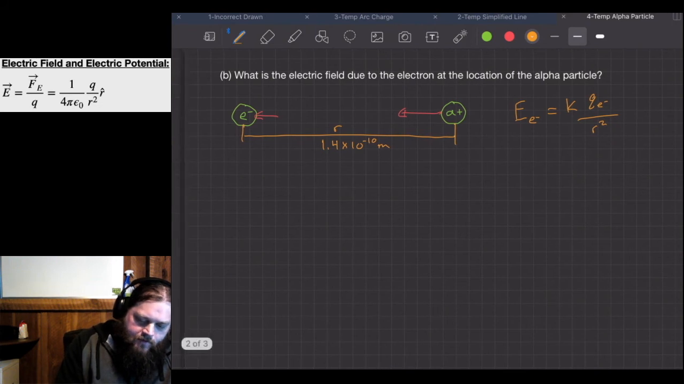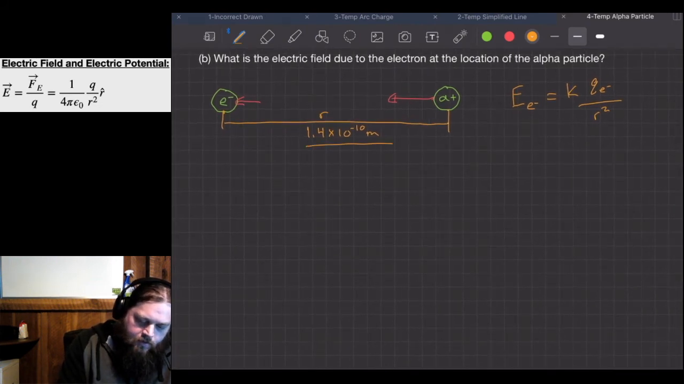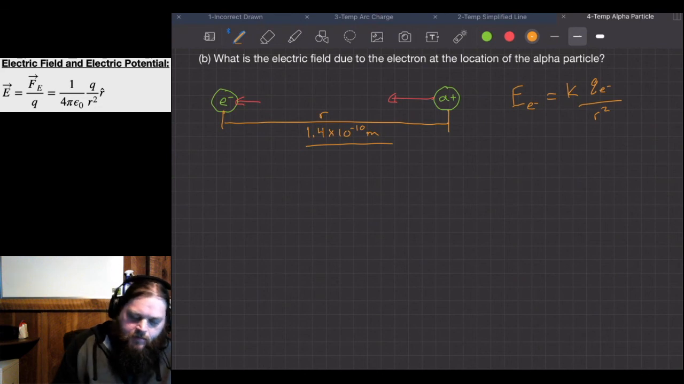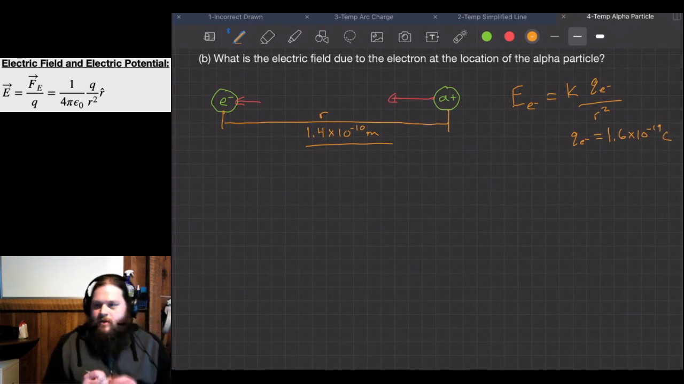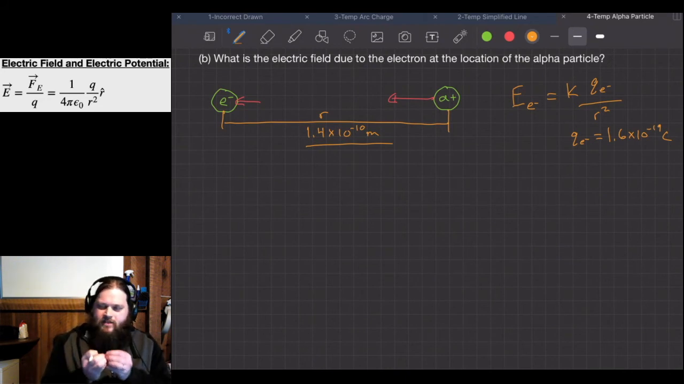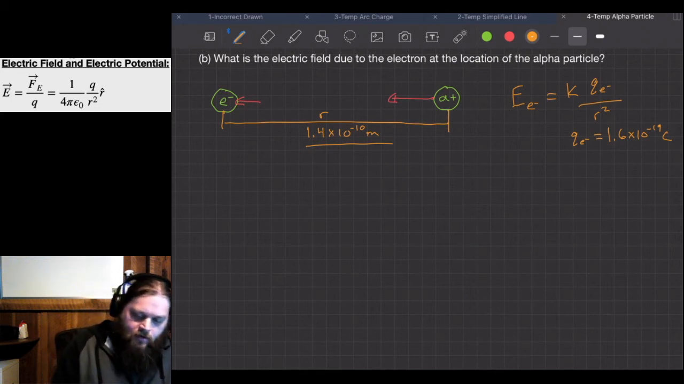So we can use the same values where R is equal to 1.4 times 10 to the negative 10 meters. And the charge of an electron is going to be equal to 1.6 times 10 to the negative 19 coulombs. And that's just one of the fundamental charges of the universe. It's the smallest unit charge, essentially. Everything's going to be a multiple of that. Anything smaller than that, you're going to have to break apart into subatomic quarks and other things like that, which don't usually happen independently, at least not for very long.